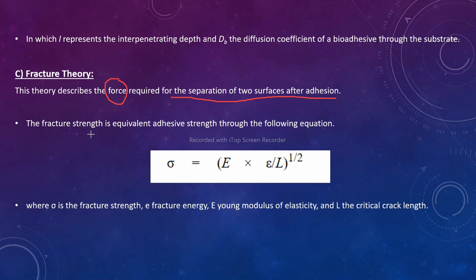The fracture strength is equivalent to adhesive strength through the following equation. This is sigma. Sigma is equal to the square root of E times epsilon divided by capital L, where E is capital E, called Young's modulus of elasticity, and L is the critical crack length. So this is a simple equation, if you can remember this.